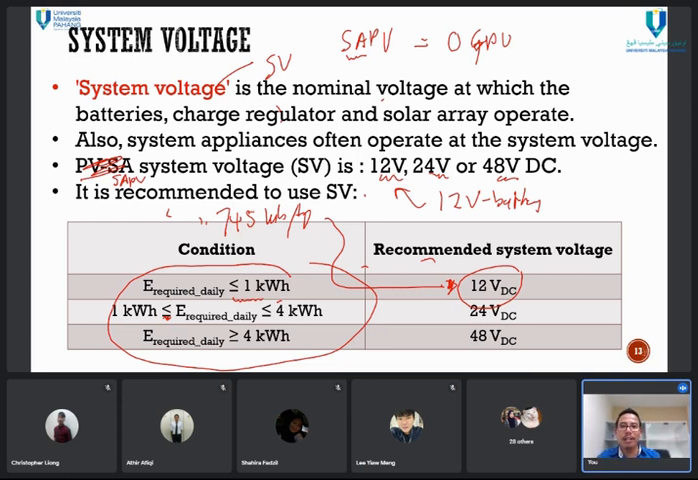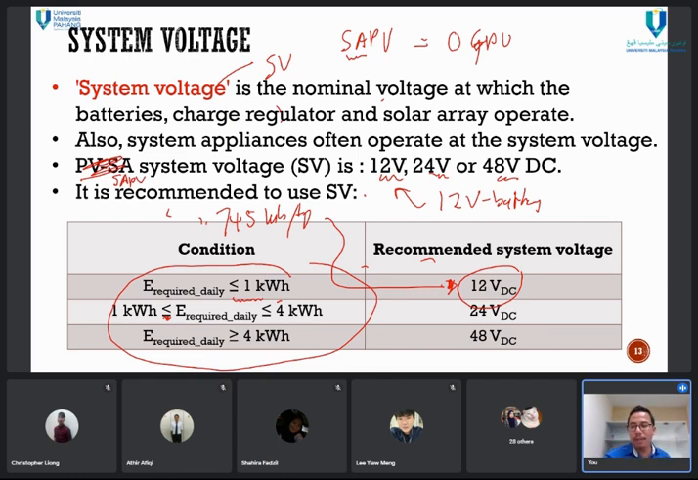Then when they say, for example, my load is 1.2 kilowatt hours and they say okay, 12 volt is enough, you say no. I'm following the standard. We have the 24.